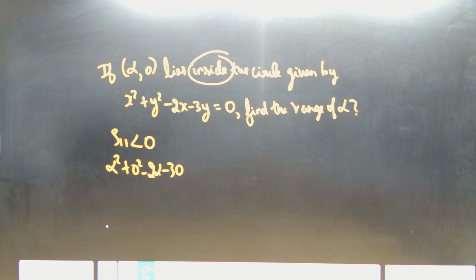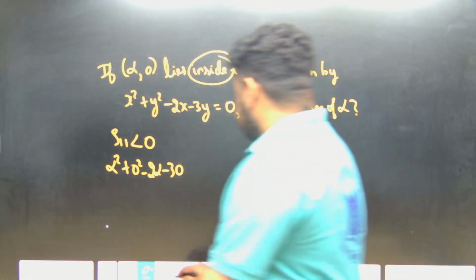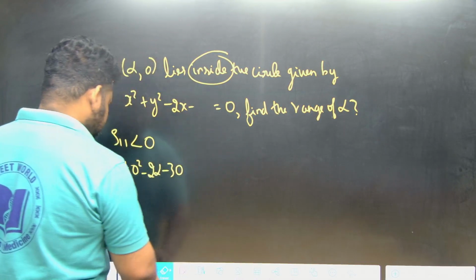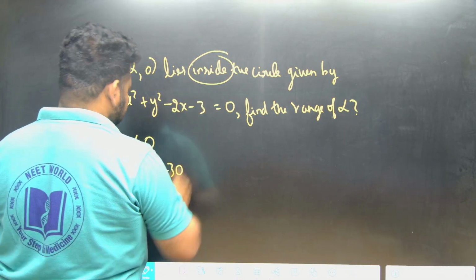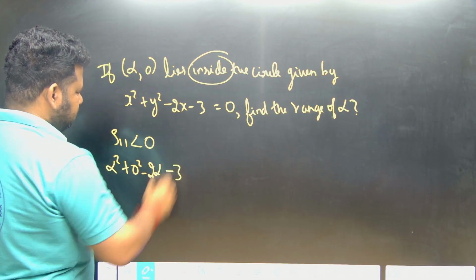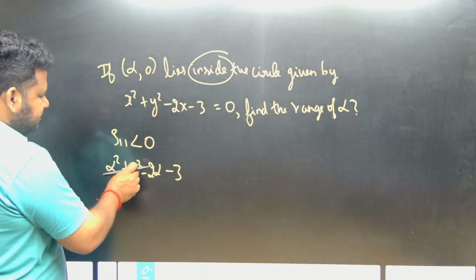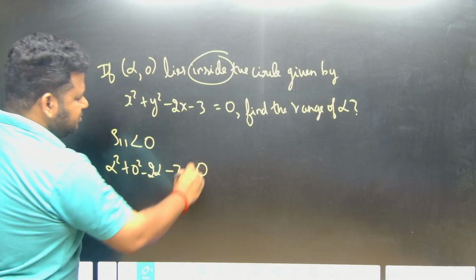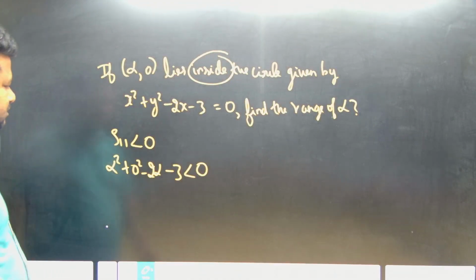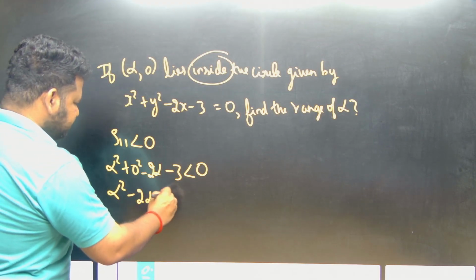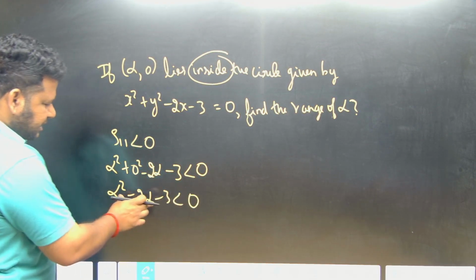Okay. This should not be 3y, this should be just minus 3. This should be minus 3 is equal to 0. When I put S11, alpha square minus 2 alpha minus 3, S11 is less than 0 because it is inside the circle. So what I can do here: alpha square minus 2 alpha minus 3 is less than 0. Definitely I should factorize this.